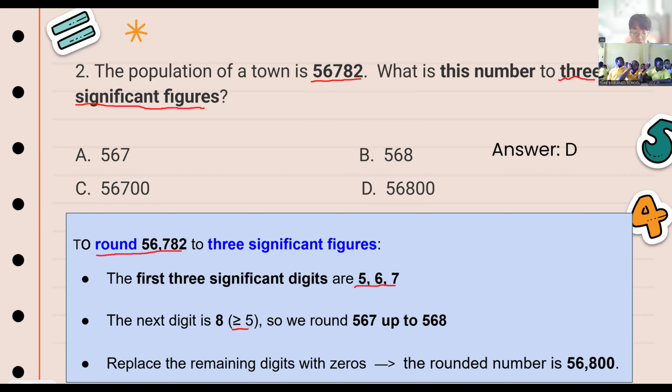Since it is greater than or equal to 5, we round this up to 5, 6, 8 instead of 5, 6, 7. And then the rest of the digits need to be 0 because we only have three significant figures. So the resulting number, this rounded number, is 56,800. That's why the answer is D.